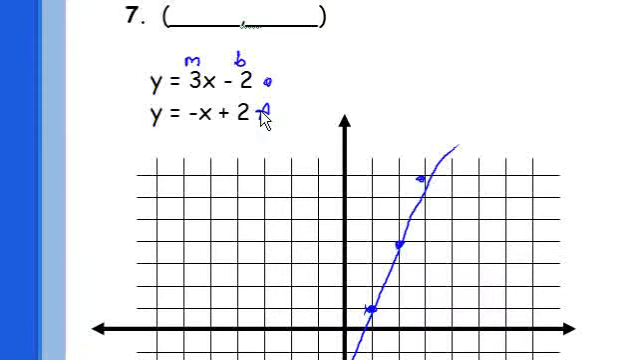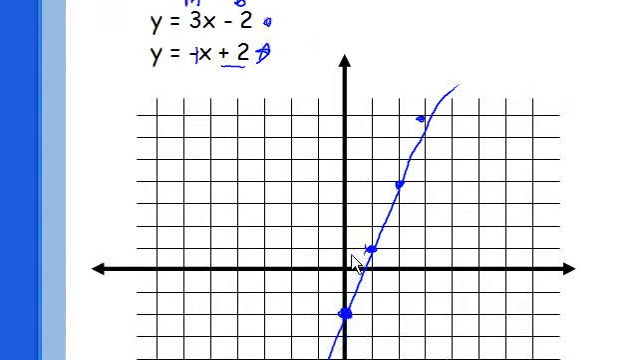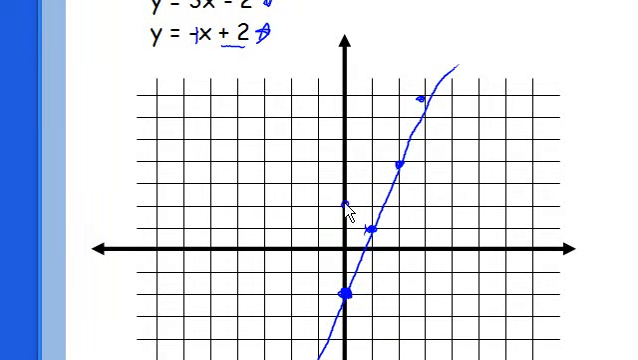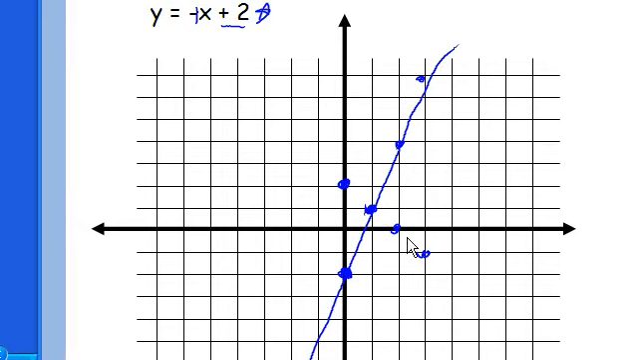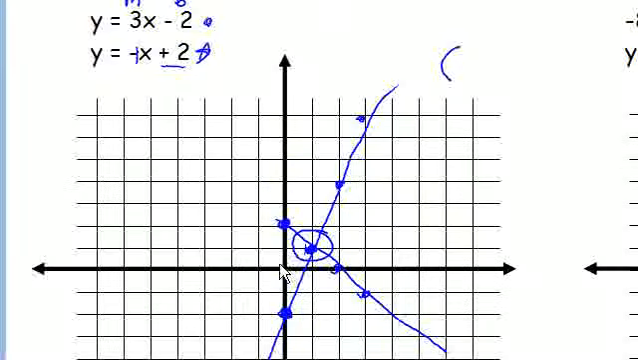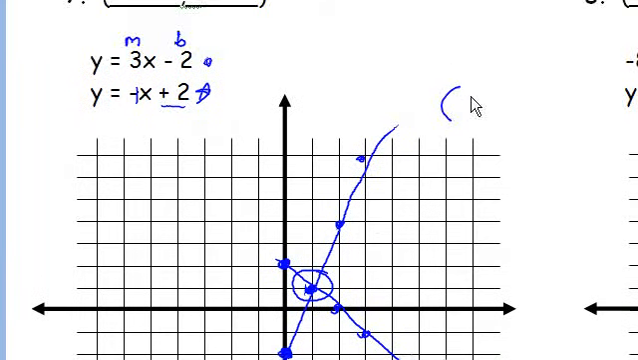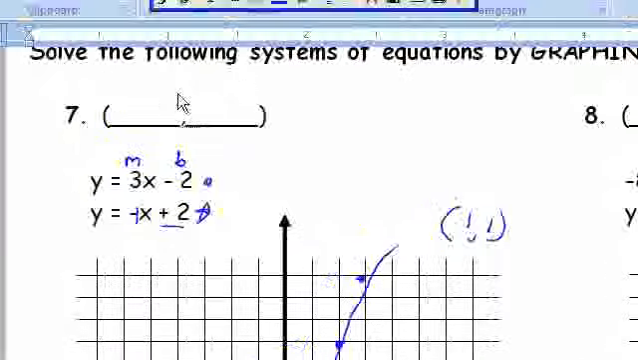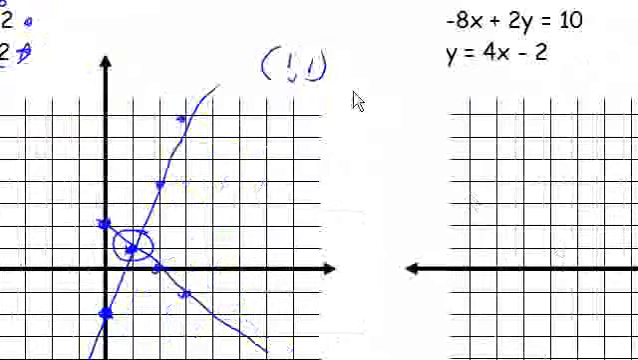And now let's graph our second equation. This negative x means we really have a slope of negative 1 and a y-intercept of positive 2. So I'll go up 2, and use our negative slope. Down 1 over 1, down 1 over 1, down 1 over 1, and so forth. And you can clearly see that there's our intersection, which is at 1, comma 1. That's the solution to the system, 1, comma 1.